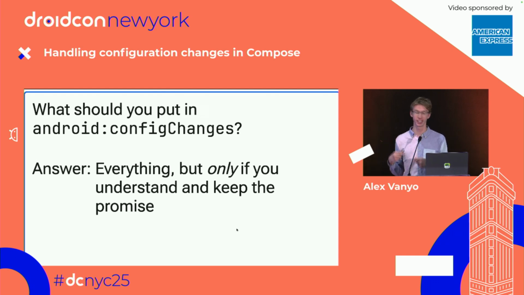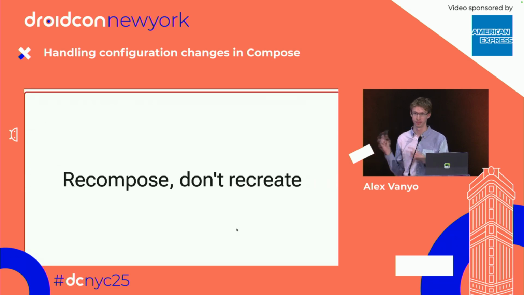Just putting everything into Android config changes isn't a shortcut. It's not a way to never think about any of this ever again. It's kind of a new way to be writing code that is always using the current configuration value and updating it properly when it changes. And specifically, you can recompose, don't recreate.